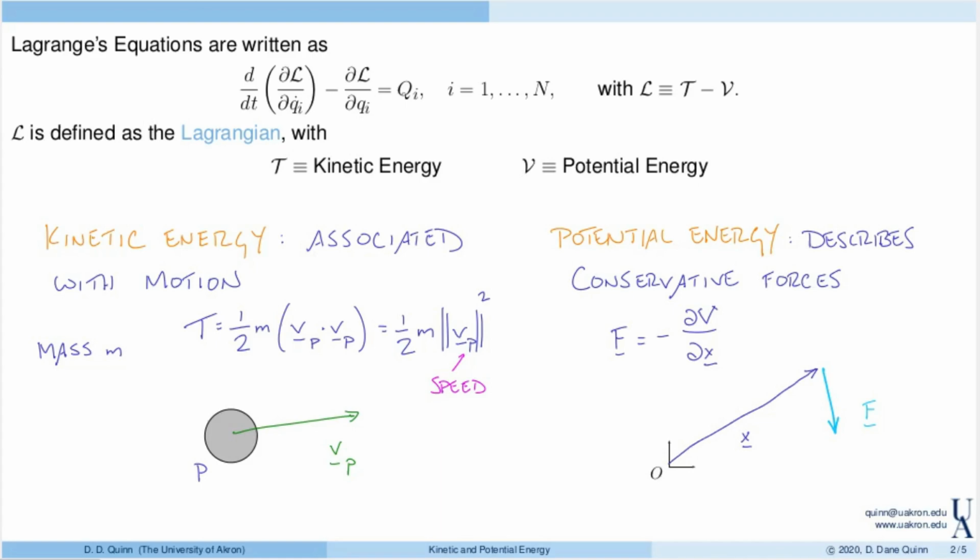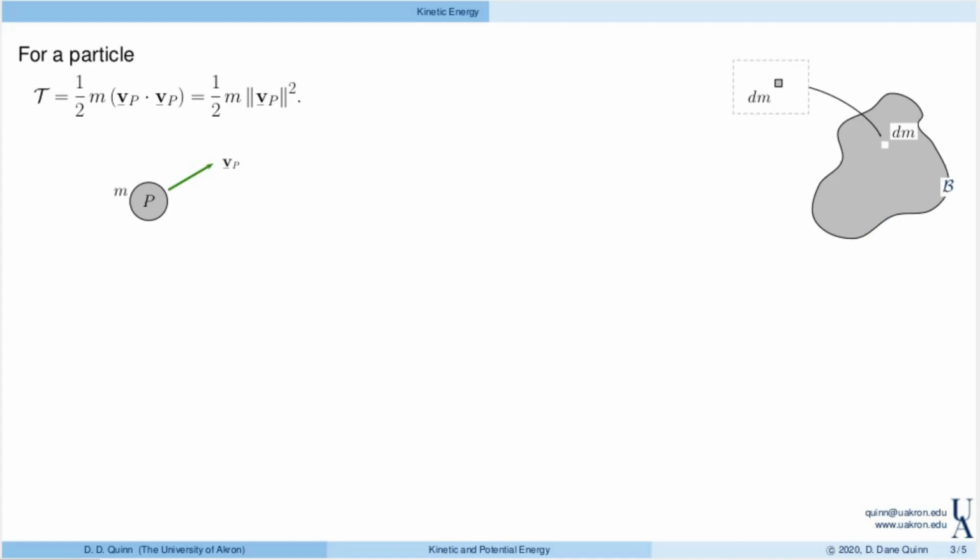So let's go and look at both of these in a little more detail. And we'll start off with kinetic energy. Right, so what we just saw is that for a particle, the kinetic energy is 1/2 m speed squared, v squared. Now, we deal with rigid objects, though. So how do we go from a particle to a rigid body? An object with finite size and finite mass. Well, so let's say that body is labeled as B.